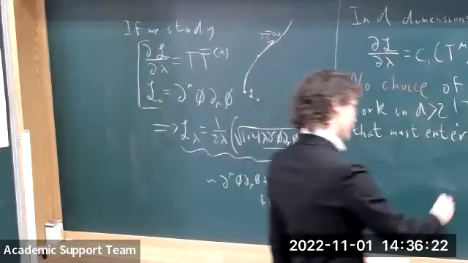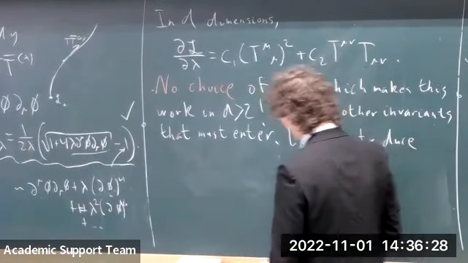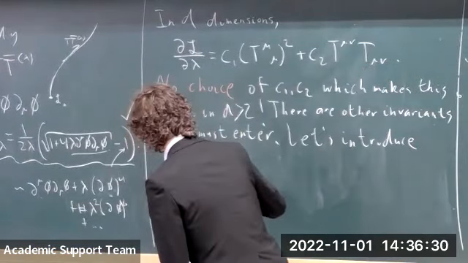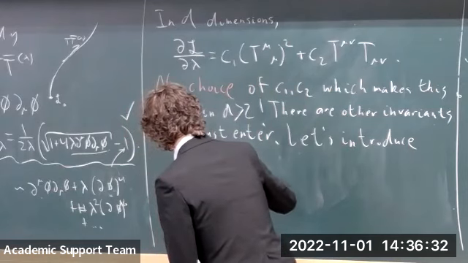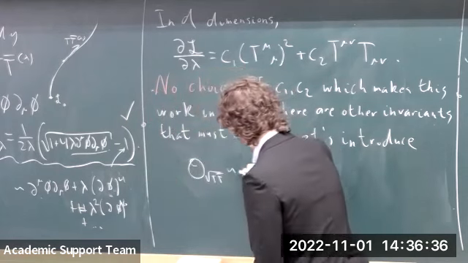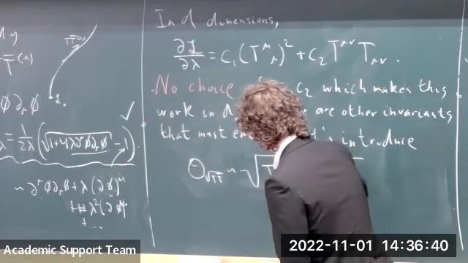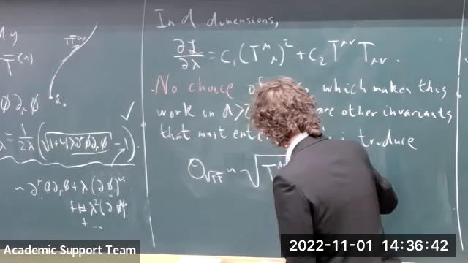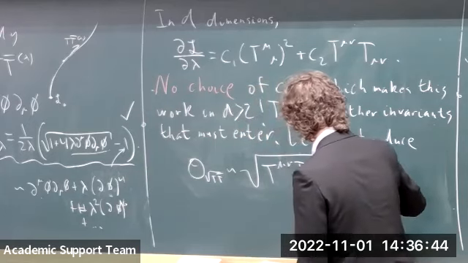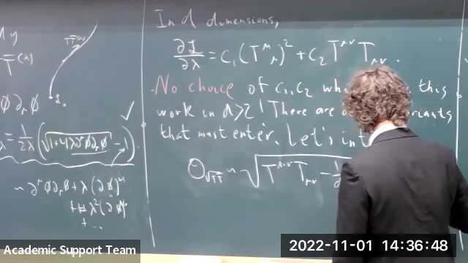So let's introduce a particular combination, which I'll call O sub root TT bar. What is this? I'll tell you the normalization later, but this will be a particular combination that looks like T mu nu minus 1 over the space-time dimension times the trace squared.